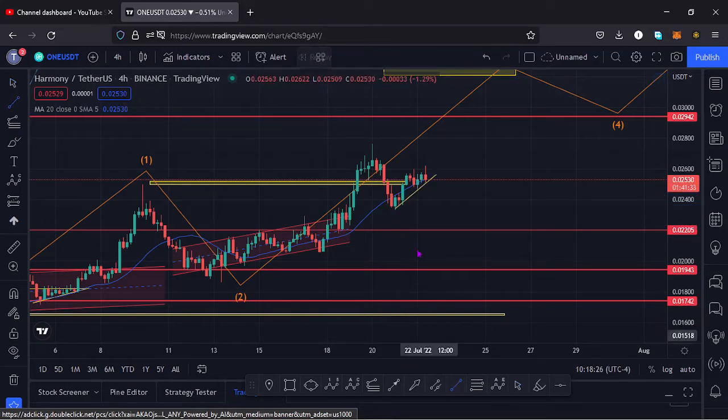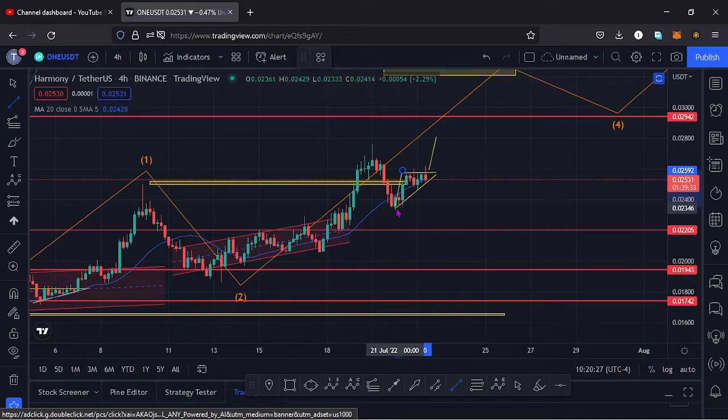We also have this key horizontal area of resistance. Drawing that chart pattern like that brings the formation of an ascending triangle, which is a trend continuation pattern, and it normally breaks to the upper side. So soon I'm expecting us to have a breakout to the upper side, and the minimum target area for that breakout is the height of this triangle.